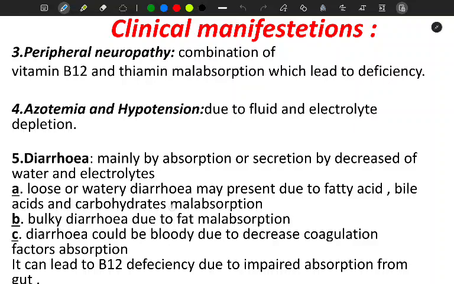Doctor, the secretory can occur even with fasting, right? Yes, even with fasting. So that's a good point. Even if the patient is fasting, for example with gastroenteritis, there is still diarrhea.